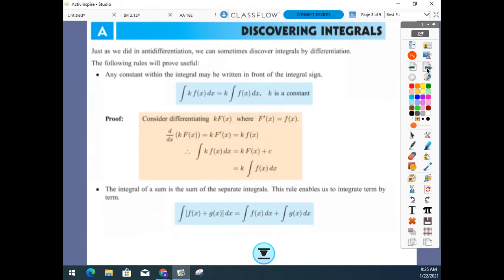It's also called an indefinite integral. If there's no numbers here to evaluate, this is your indefinite integral because it's just for everything. So these are just some more rules.